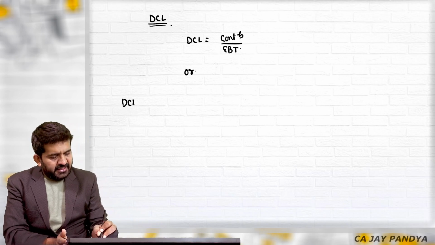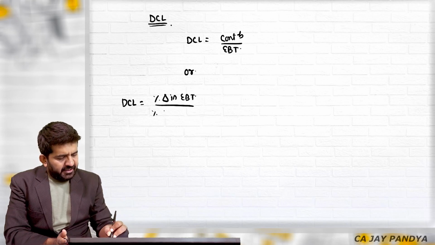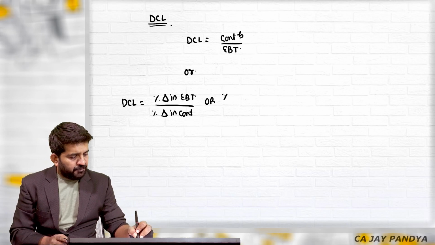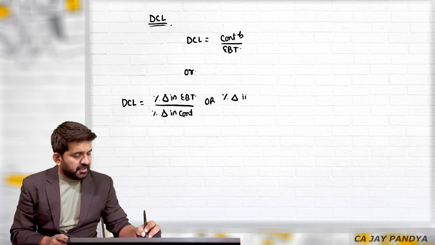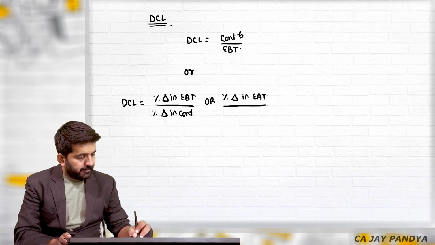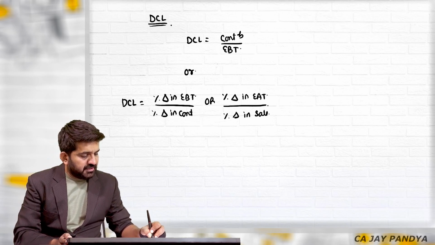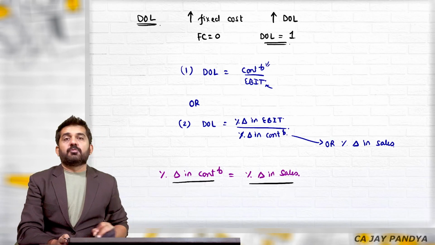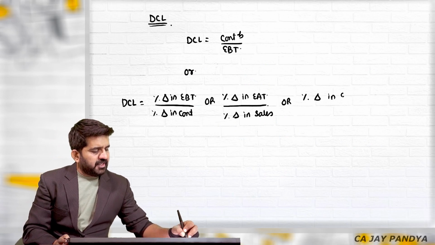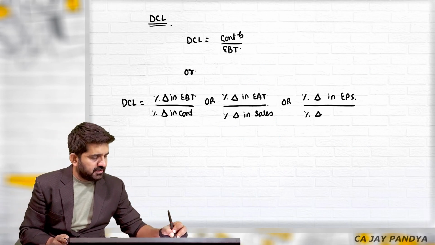DCL can also be written as a percentage change in EBT divided by percentage change in contribution. In numerator, instead of percentage change in EBT, you can write down percentage change in EAT, because we know percentage change in EBT is equal to percentage change in EAT. Instead of percentage change in contribution, you can write down percentage change in sales, because we also know percentage change in contribution is equal to percentage change in sales. Or in numerator, you can write down percentage change in EPS. In denominator, you may write down percentage change in contribution or percentage change in sales.